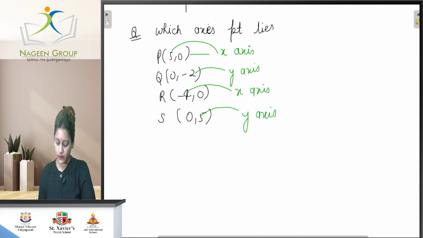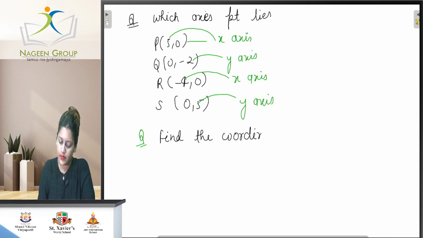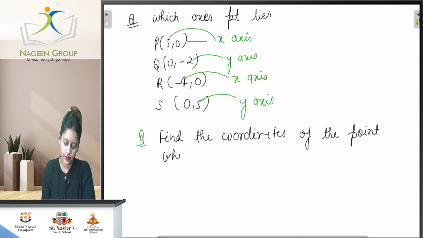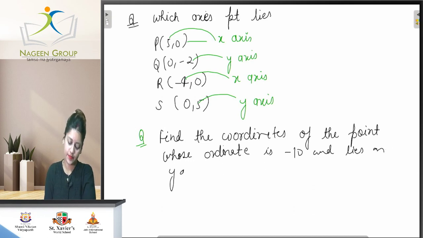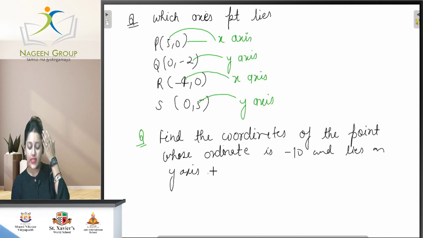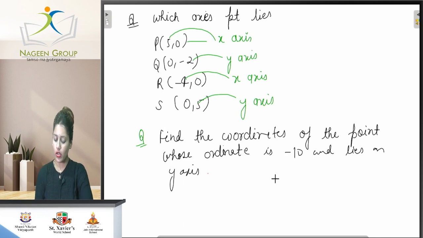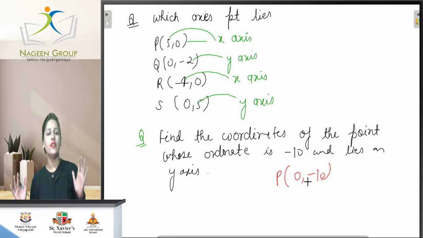Understand? After that, there is also another question in which you have to tell the point. Find the coordinates of the point whose ordinate is -10 and lies on the y axis. Means you have to find the coordinates where the ordinate, not abscissa, the ordinate is -10 and the point lies on the y axis. It means if it lies on the y axis, the abscissa is 0. So the point is (0, -10). Have you understood?